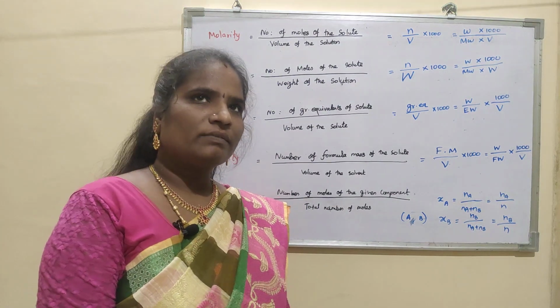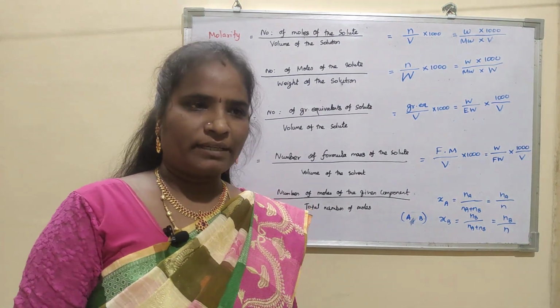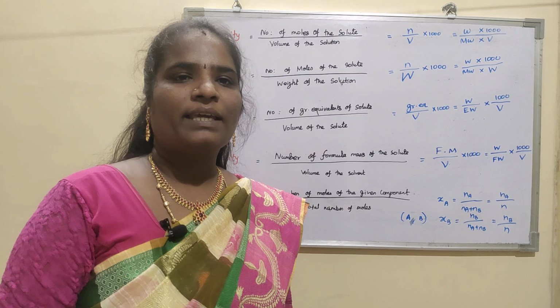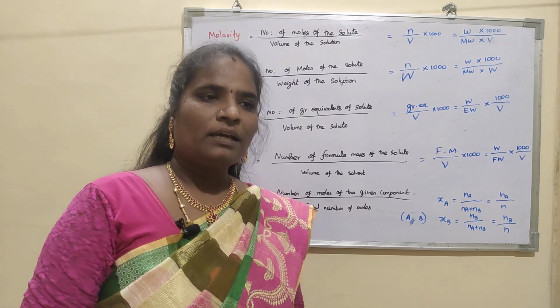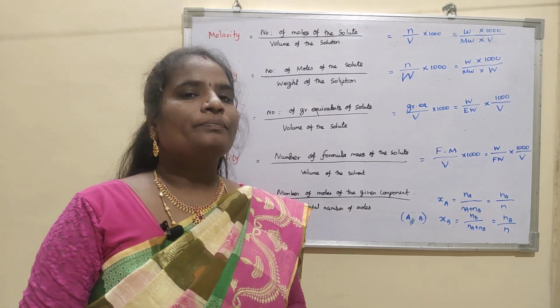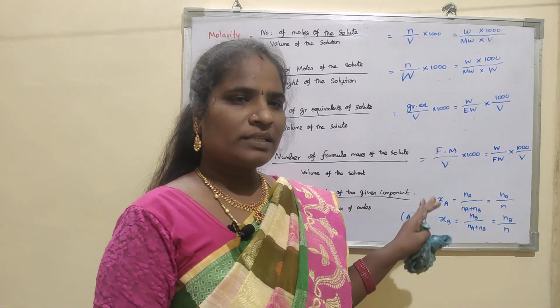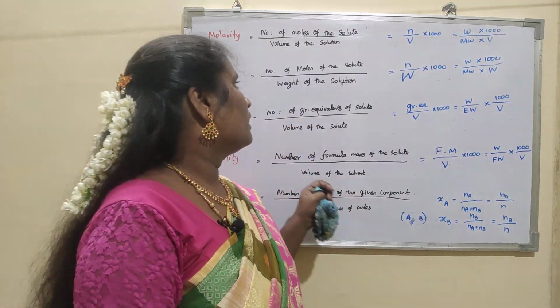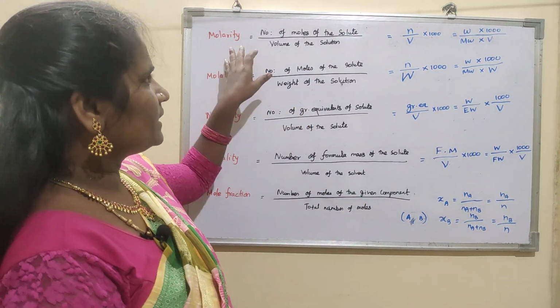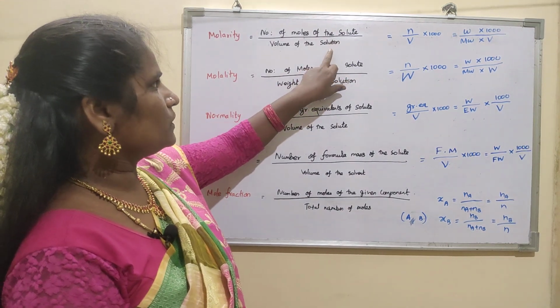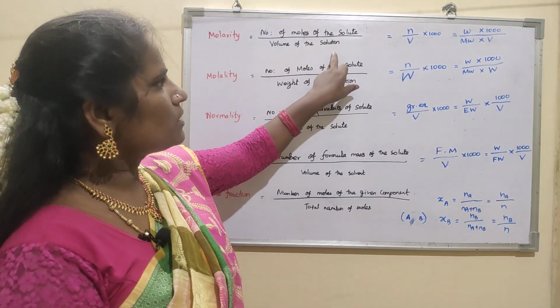In the previous session we dealt with the calculation of molecular weight and equivalent weight. From there we calculated molality and normality. So now we are going to see the overall formula for molarity. Molarity is the number of moles of the solute divided by the volume of the solution.